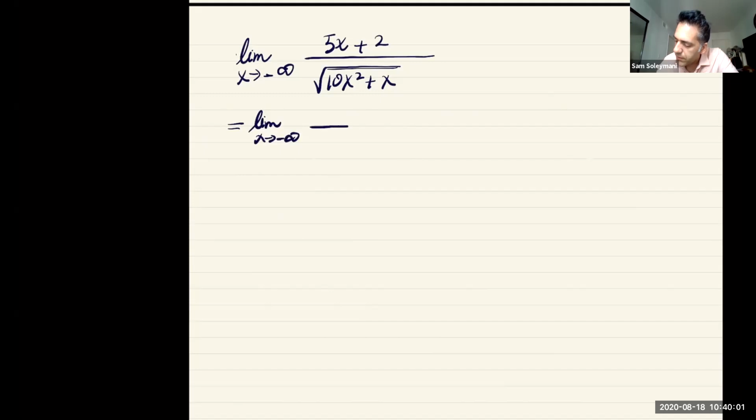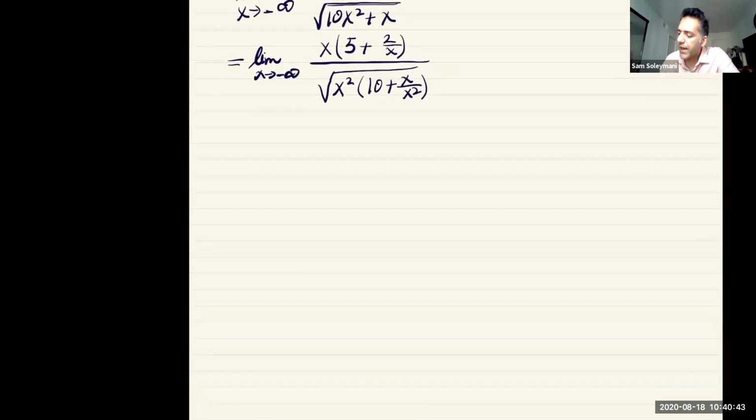Okay? On the numerator, you guys, factor out the leading x. The leading x. On the top, the leading x is just x. So if this was like a 5x squared, I would factor x squared out. The leading x is just x. So take x out. You have 5 plus 2 over x. Within the square root, x squared is the leading. So take the x squared out. You get 10 plus x over x squared. Simplify the heck out of this thing.